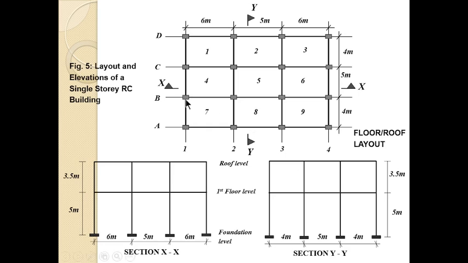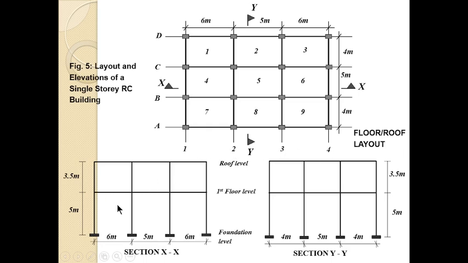You have this figure 5. It is a layout and elevation of a single-story reinforced concrete building. This is the plan, it's a layout. Slab 1, slab 2, slab 3, slab 4, up to slab 9. You have their dimensions and the grid lines. So you have grid lines A, B, C, D in this direction, and in this direction, you have grid lines 1, 2, 3, 4.